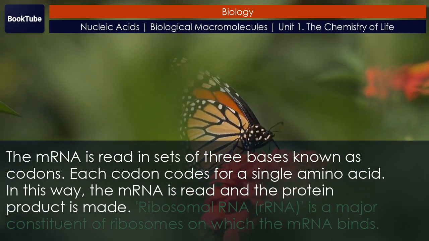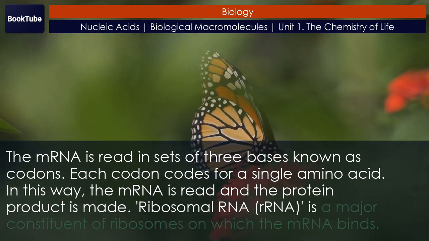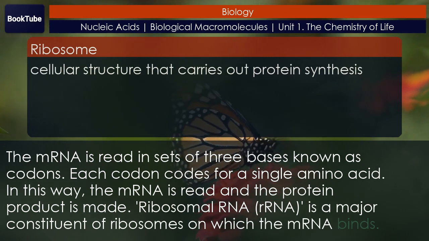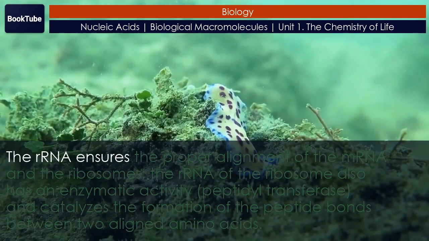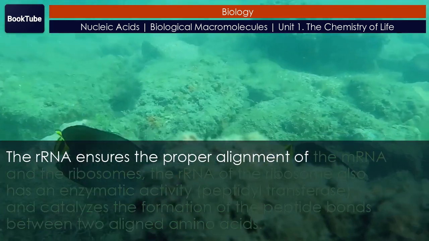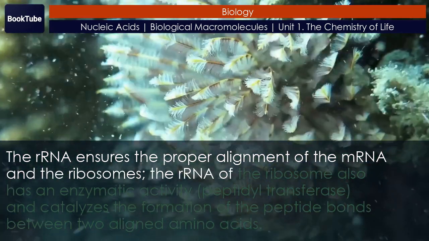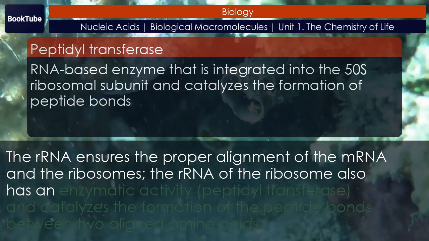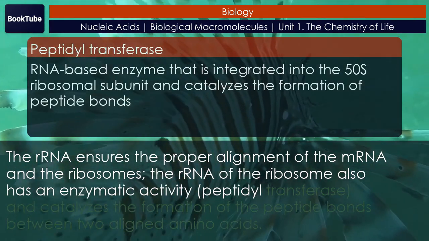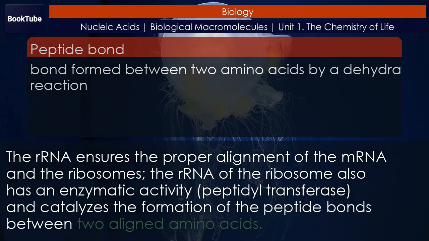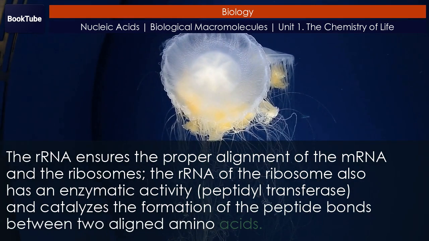Ribosomal RNA, rRNA, is a major constituent of ribosomes on which the mRNA binds. The rRNA ensures the proper alignment of the mRNA and the ribosomes. The rRNA of the ribosome also has an enzymatic activity, peptidyl transferase, and catalyzes the formation of the peptide bonds between 2 aligned amino acids.